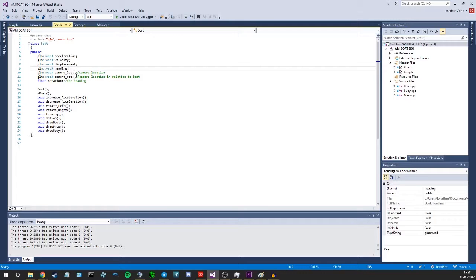Camera location and rotation. Camera location tells us where the camera is, and camera rotation tells us where the camera is in relation to the boat, as in, we use this to rotate it around the boat.